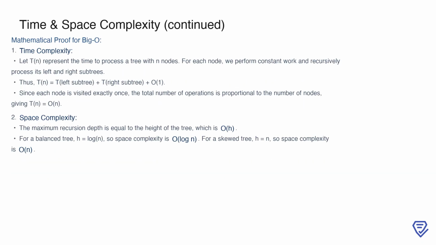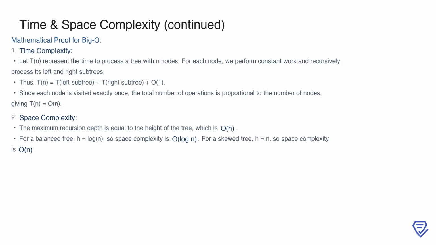Finally, let's solidify the time and space complexities with a mathematical proof. For time complexity, let T(n) represent the time required to process a tree with n nodes. For each node, constant work is performed, and the two subtrees are processed recursively. This can be expressed as T(n) equals T(left subtree) plus T(right subtree) plus O(1). Since every node is visited exactly once, the total work is proportional to the number of nodes, leading to T(n) equals O(n).